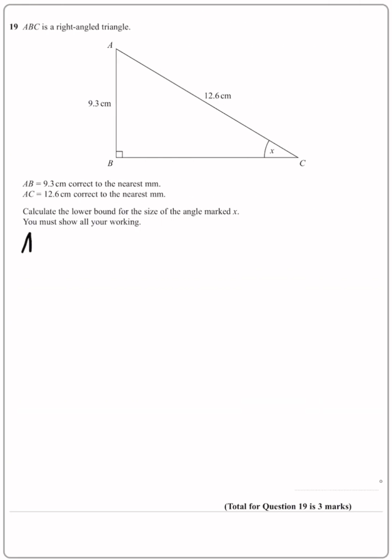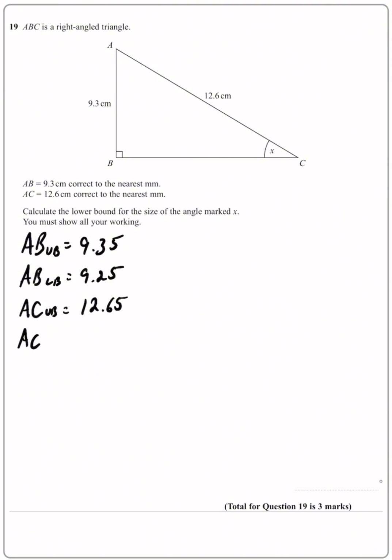Question number 19. So this is SOHCAHTOA with bounds. I'm going to list the upper and lower bound of AB and the upper and lower bound of AC. So the upper bound of AB is 9.35, the lower bound of AB is 9.25, the upper bound of AC is 12.65, and the lower bound of AC is 12.55.